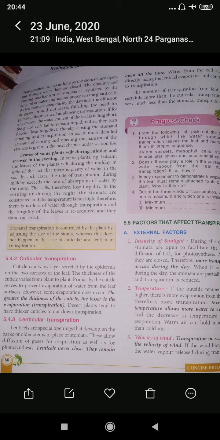Next is the temperature. An increase in temperature increases transpiration, obviously up to a particular limit, as warm air can hold more water than cold air. Next is velocity of wind. Fast blowing wind removes the water vapor from the surface of the leaves, thus increasing transpiration.